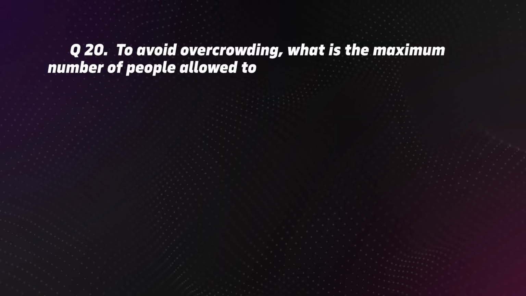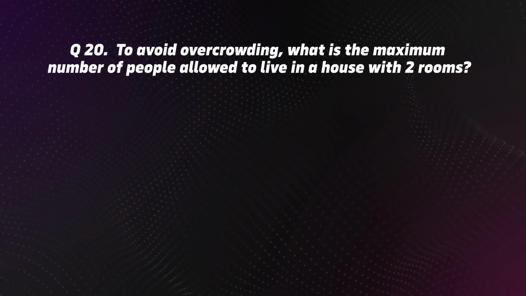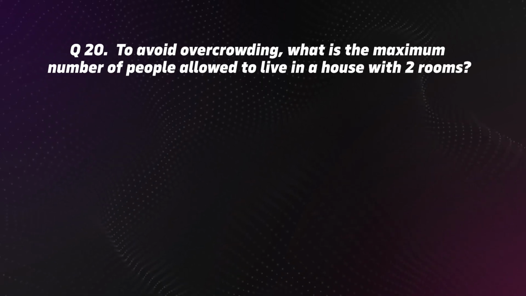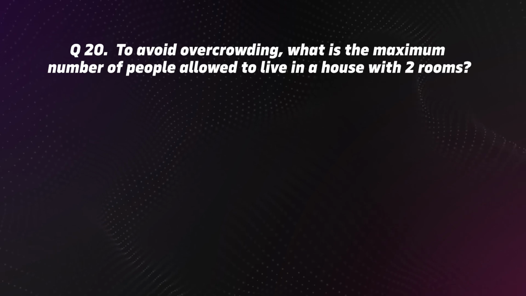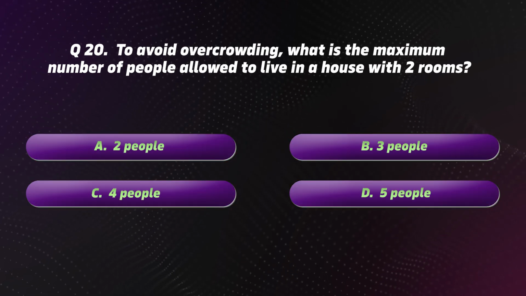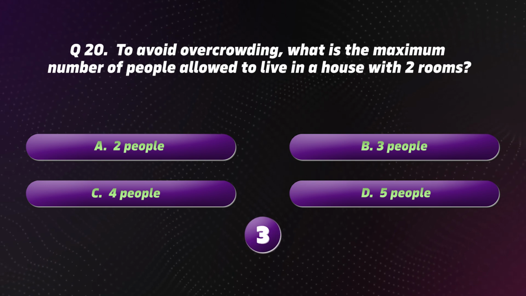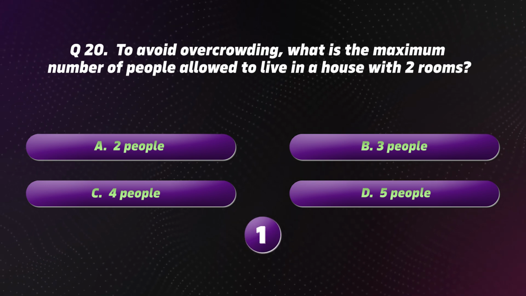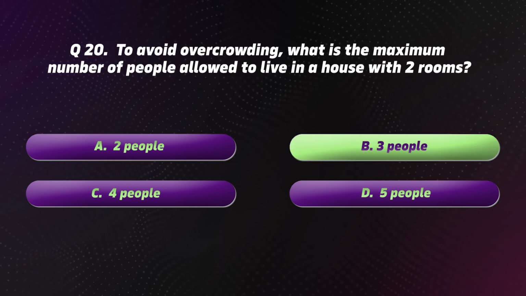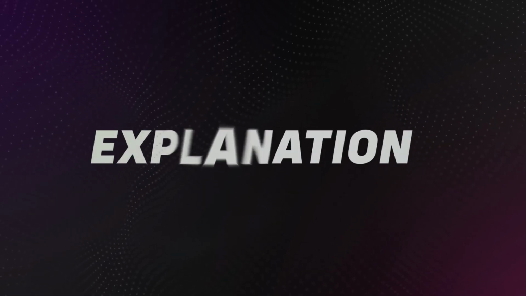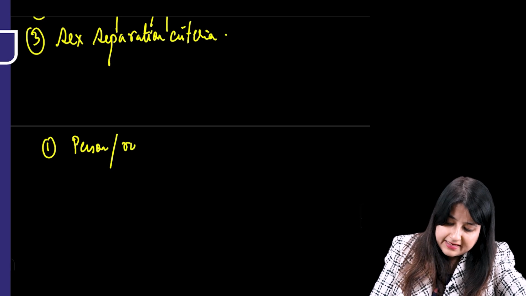Okay? Question 20. To avoid overcrowding, what is the maximum number of people allowed to live in a house with 2 rooms? Here are the options. A. 2 people, B. 3 people, C. 4 people, D. 5 people. And the correct option is B, 3 people. Here is the explanation. Person per room criteria.